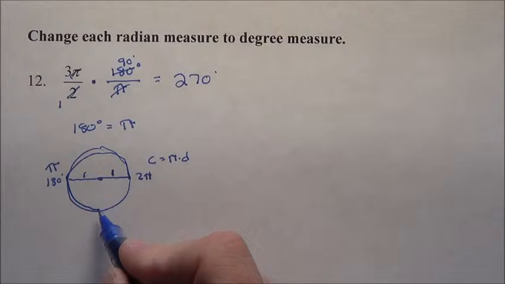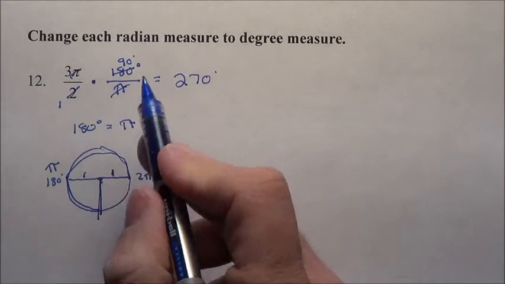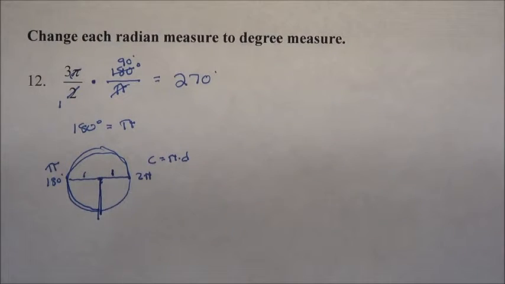So if you go 3 pi over 2, which is 1.5 pi, you've gone a whole pi and then another half pi, to right here. You've basically gone 270 degrees. That's why 3 pi over 2 in radians is the same as 270 degrees when we put it into degree form. Problem number 12.